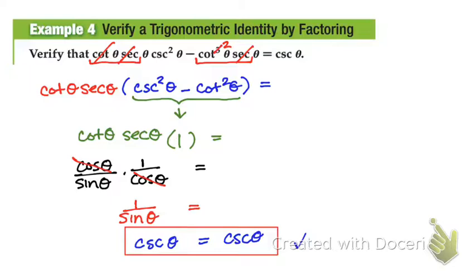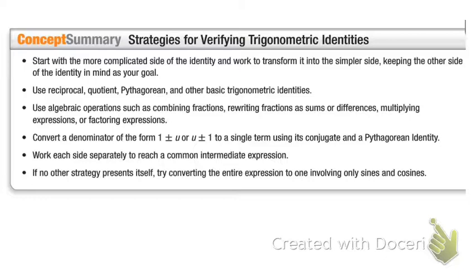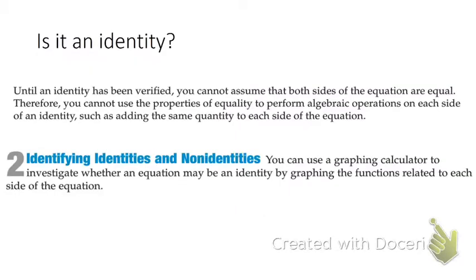So the last thing we're going to look at in this section is how can you tell if 2 sides are equal to each other? How can you tell if it's an identity? And the answer is, if it's an identity, these are all the different strategies you can use, right? And we just looked at a bunch of these strategies as we applied these problems. If you're not sure if it's an identity, you can check to see if it's an identity by graphing the functions and see if they have the same graph.